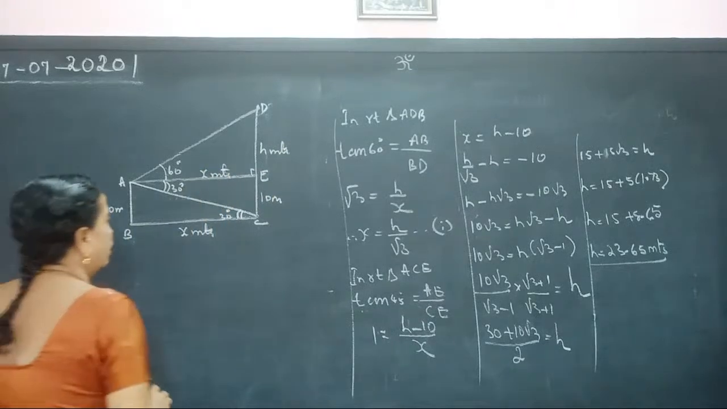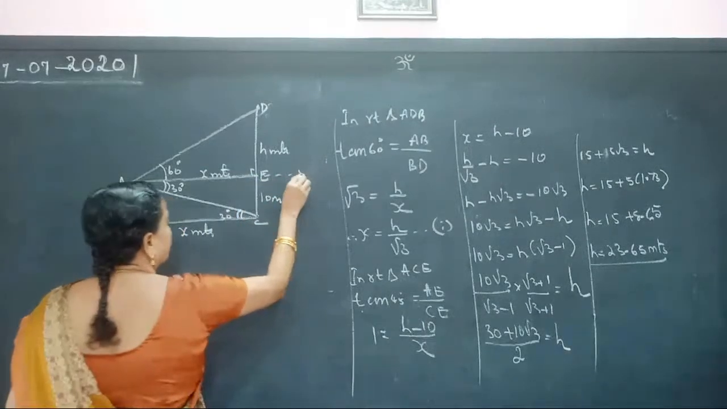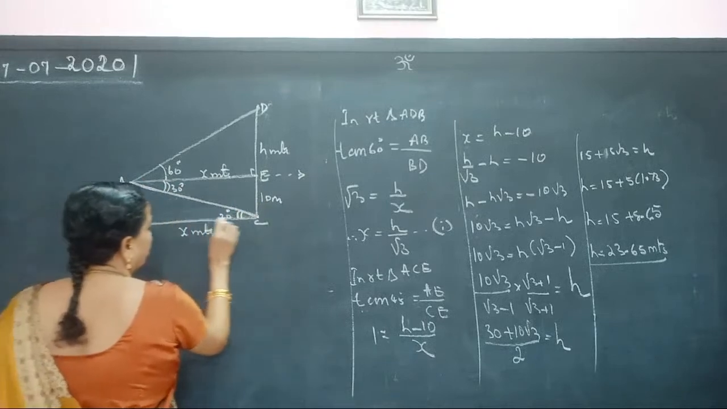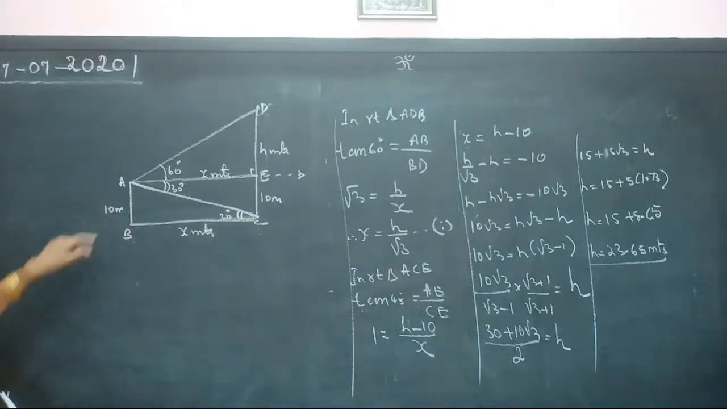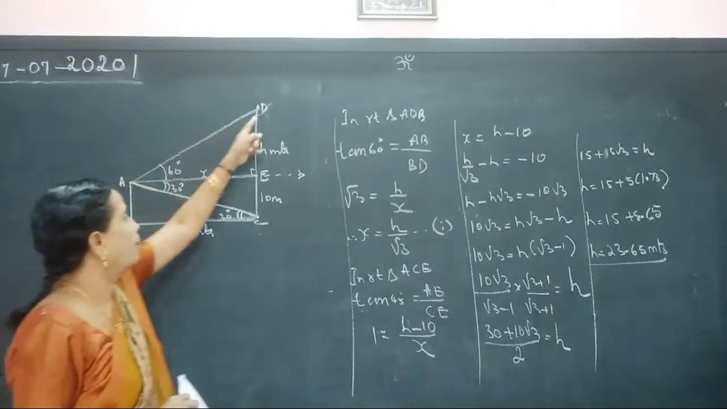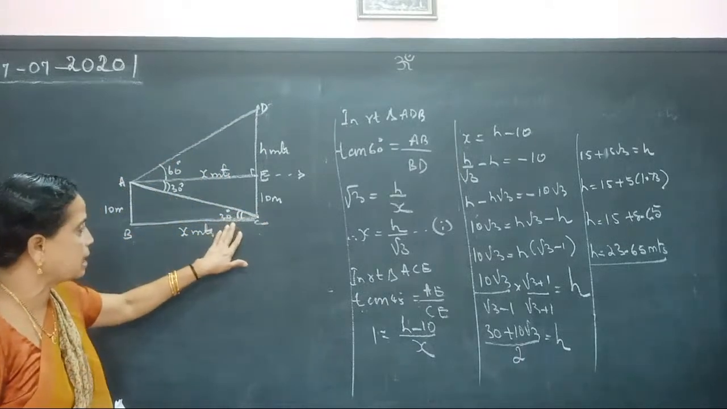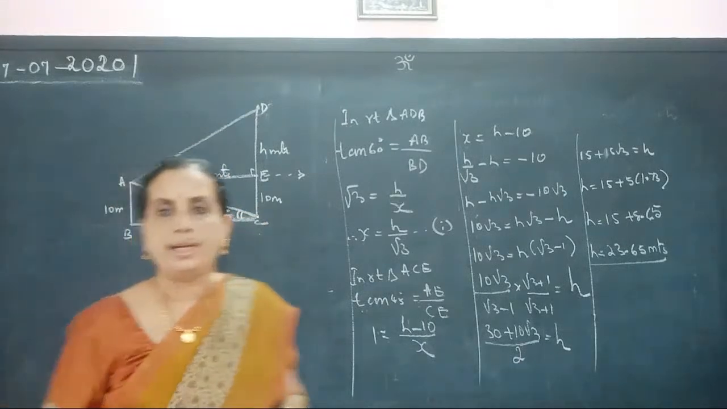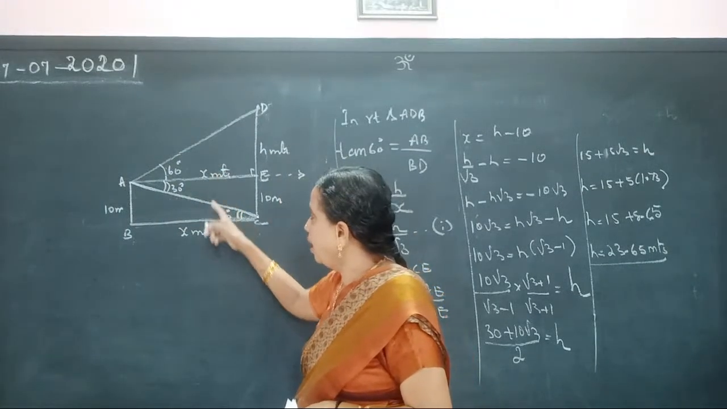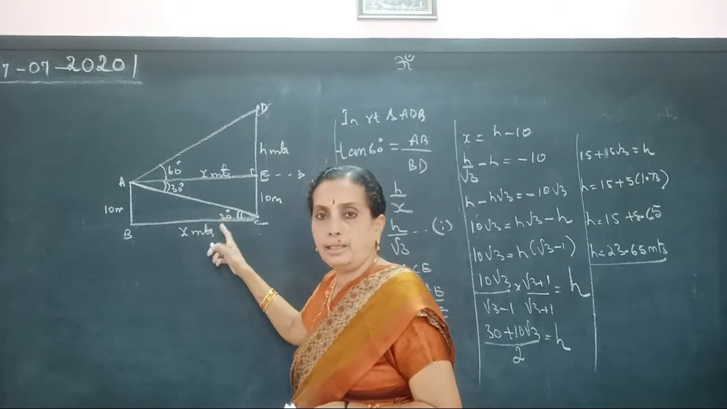Clear? Here the depression means you have to consider the depression with respect to elevation. The person who is 10 meter above the sea level finds its top elevation as 60 degree, its bottom depression as 30 degree. Though it is depression, I took it as elevation by having the concept of alternate interior angle.